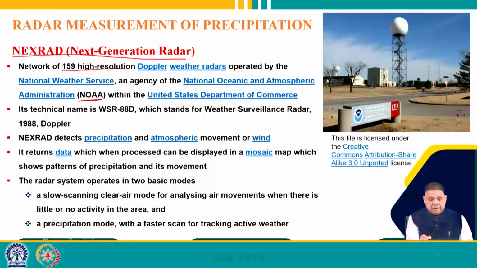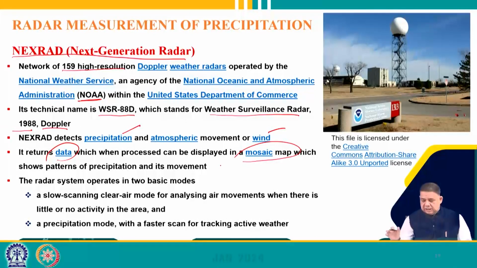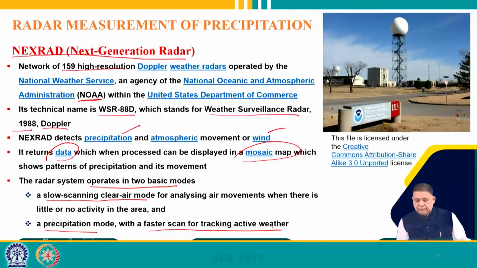Now, the technical name of the radar is WSR-88D, that is Weather Surveillance Radar 1988, and it is a Doppler type. It detects both precipitation and wind movement, and data is available in the form of a mosaic map. So, it is a mosaic map for the entire area being scanned by the radar, and it operates in two basic modes: a slow scanning clear air mode when there is no rainfall, and a precipitation mode with a faster scan for tracking active weather.